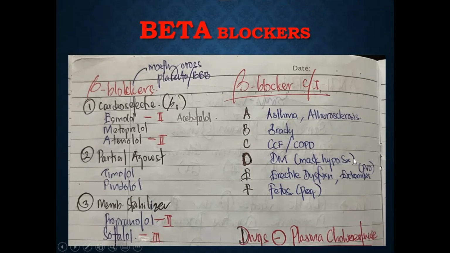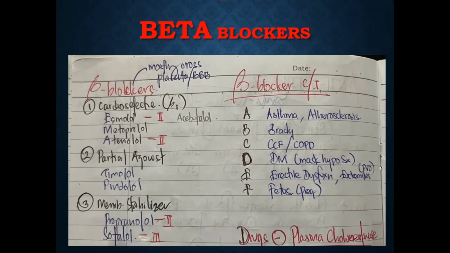hypoglycemic symptoms. So you see, in a patient with DM and hypertension, even those who are not uncontrolled, very rarely do we start a beta blocker for their hypertension. We will give amlodipine, we give hydrochlorothiazide and so on. We don't give beta blocker because it will mask the hypoglycemic symptoms.